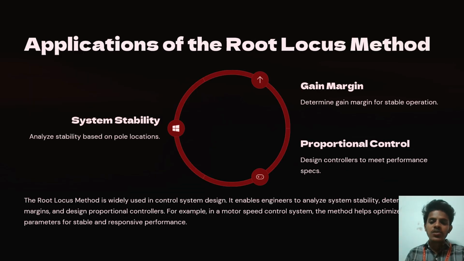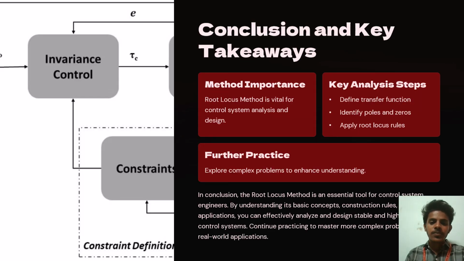Applications of root locus method. System stability: analyze stability based on pole locations. Gain margin: determine gain margin for stable operation. Proportional control: design controllers to meet performance specs. The root locus method is widely used in control system design. For example, in a motor speed control system, the method helps optimize parameters for stable and responsive performance.